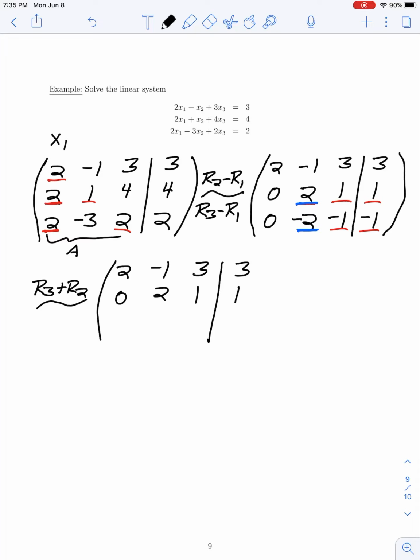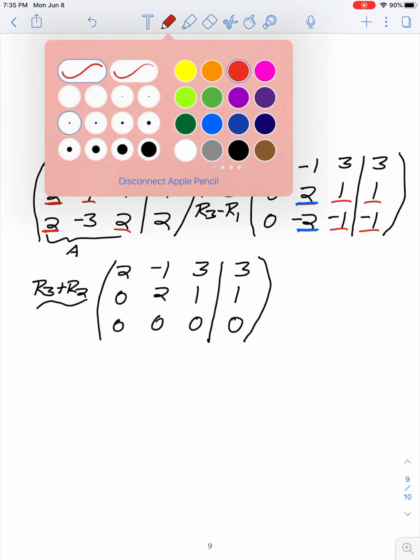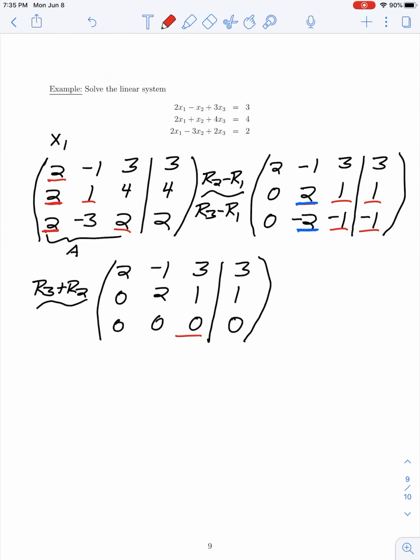And then in my last row, I have 0, 0, 0, 0, because the second row was just the negative of my third row. So when I add them, I get a row of all zeros. So let's recall what this tells us. Anytime that we obtain a row of all zeros, we are referring to the equation 0 is equal to 0, which is the trivial equation. It's true regardless of how I choose my variables.